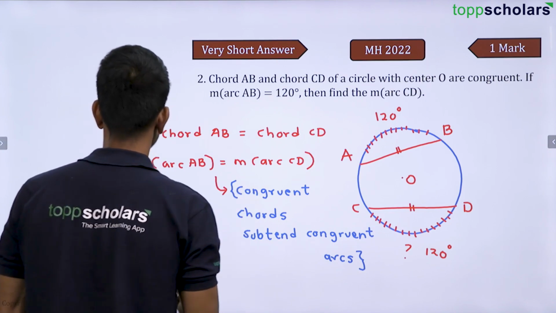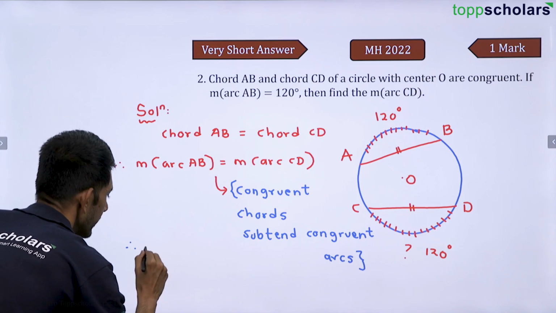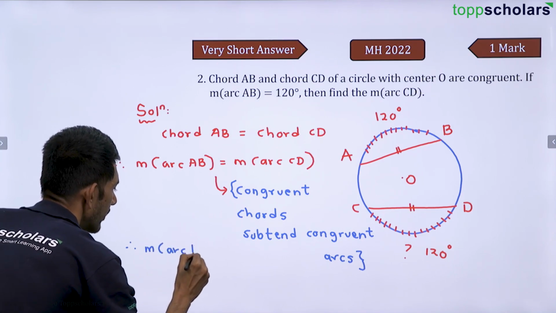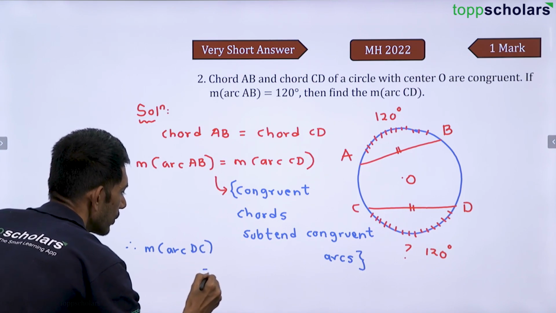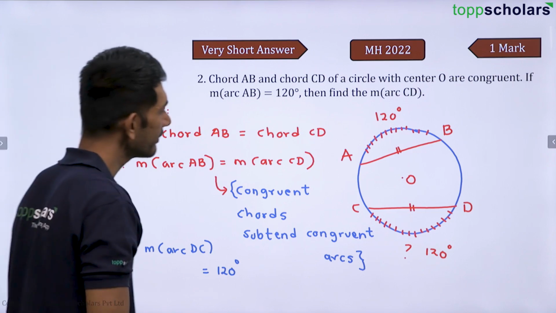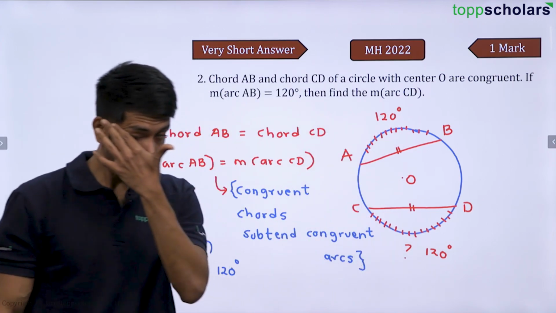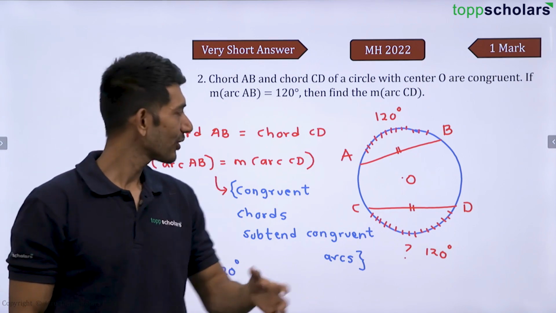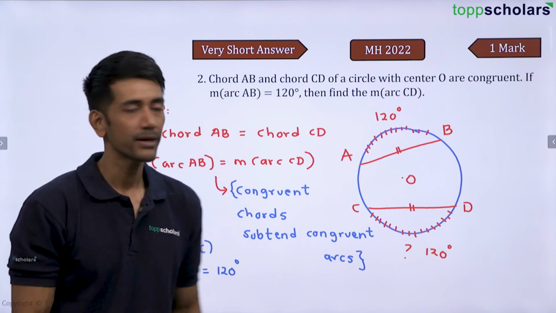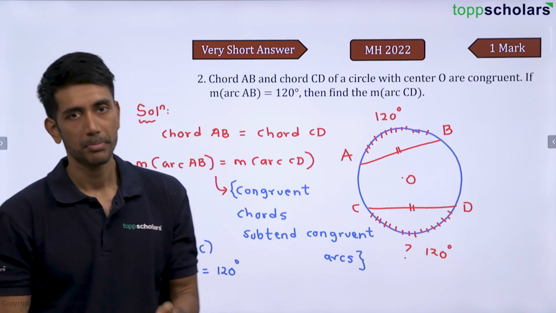right? So can I say therefore measure of arc CD will also be equal to 120 degrees. So 120 degrees is the measure of arc CD, but don't just write down the final answer. Give a proper reason, because this is geometry. You have to give reason for every statement that you write, correct?